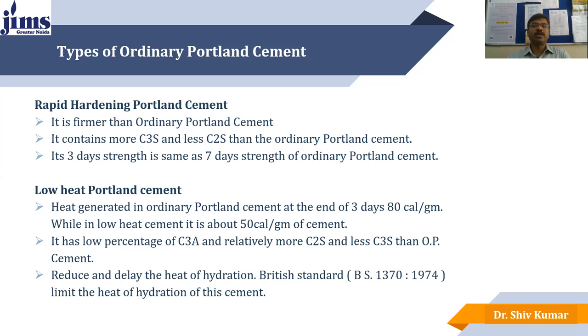The next one is the low heat Portland cement. The heat generated in ordinary Portland cement in 3 days is approximately 80 calories per gram, while in low heat cement, it is about 50 calories per gram. It has a low percentage of tricalcium aluminate and relatively more dicalcium silicate and less tricalcium silicate than ordinary Portland cement. It reduces and delays the heat of hydration. As per the British standard, it limits the heat of hydration of the cement.